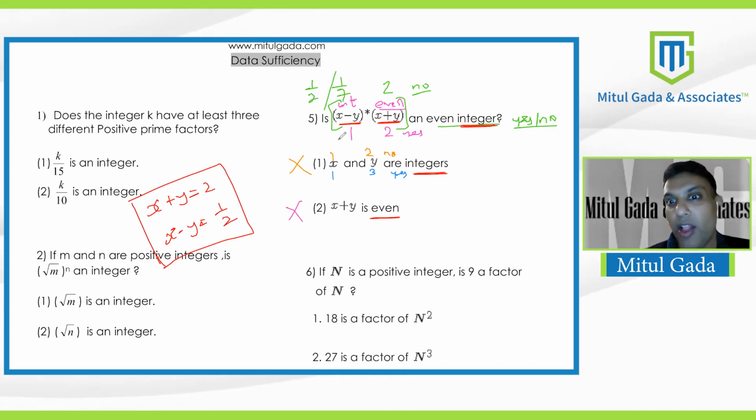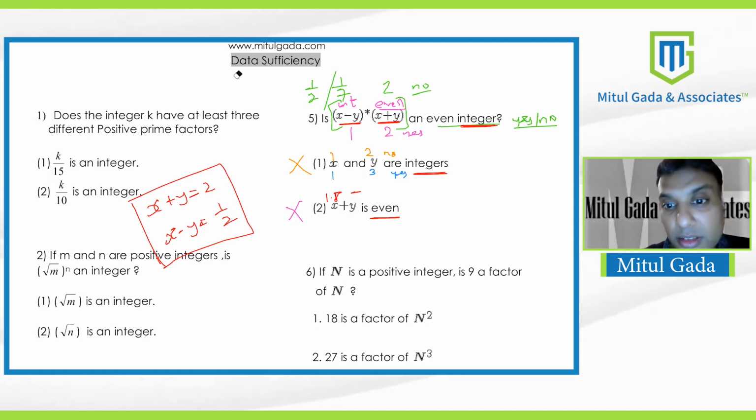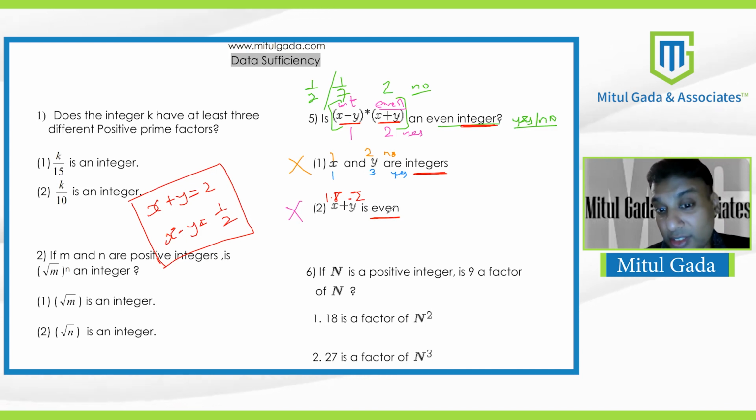For example, 1.5 plus 0.5. I'm talking only of statement 2. 1.5 plus 0.5 is 2, which is even. But 1.5 minus 0.5 is 1. And now I can also get, for example, 1.8 and 0.2. The sum is 2, even. But 1.8 minus 0.2 is what? 1.6.